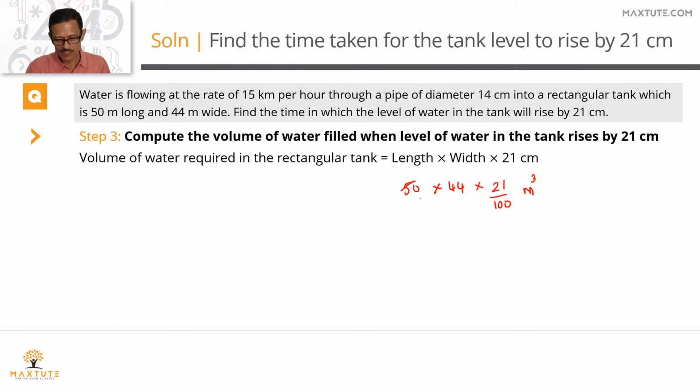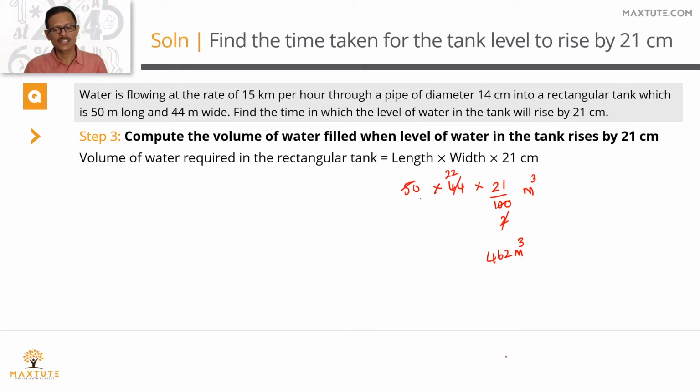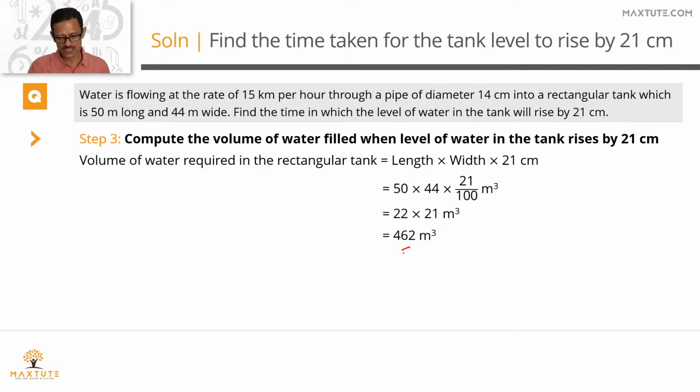The 50 will cancel with 100 to leave us with a 2. 2 will cancel with 44 to leave us with a 22. 22 into 21 is basically equal to 462 meter cube. So how much of water has got added into the tank? The amount of water that's got added into the tank is equal to 462 meter cube. Summarize it in a printed form. We got this answer here.